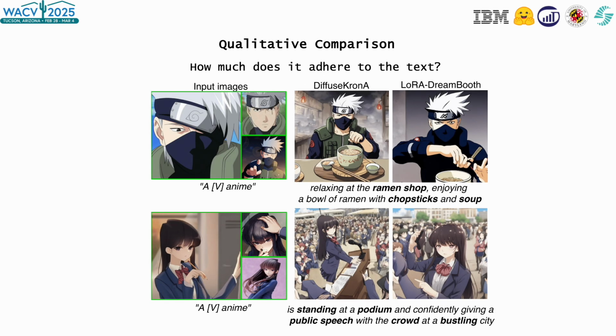Text adherence is a crucial aspect of generative models, ensuring that the output aligns closely with the given prompts. Let's examine the first prompt, I'm relaxing at the ramen shop, enjoying a bowl of ramen with chopsticks and soup. DiffuseKronA excels in capturing the essence of the scene. The anime character is depicted naturally enjoying the ramen.